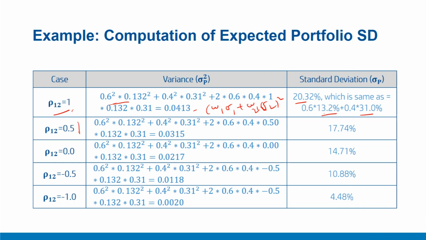Now, as we keep on decreasing the correlation using the same formula, please notice the portfolio risk or standard deviation comes down gradually: 17.74% for rho 1 2 equal to 0.5. All the other things remain the same. For correlation equal to 0, the standard deviation is 14.71%. For correlation equal to minus 0.5, the portfolio risk is 10.81%. Please note that the portfolio risk is minimum when correlation is -1. So this shows that as correlation decreases, more and more risk is decreased and diversification is achieved as the correlation is lower.